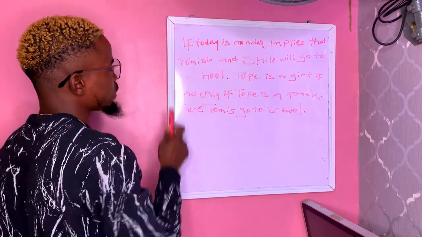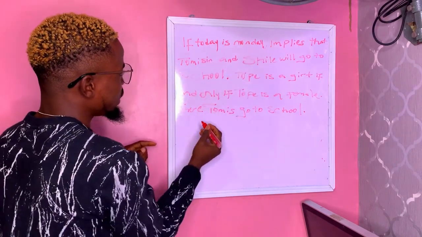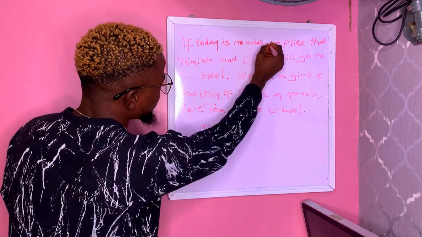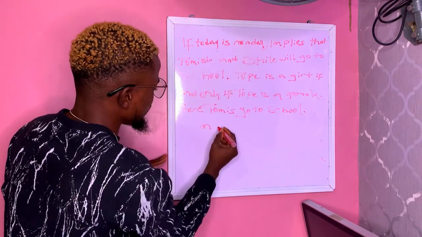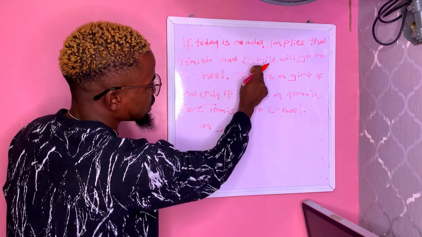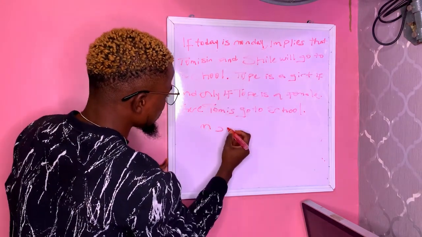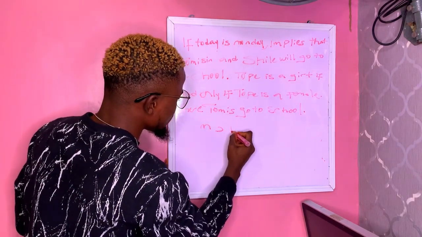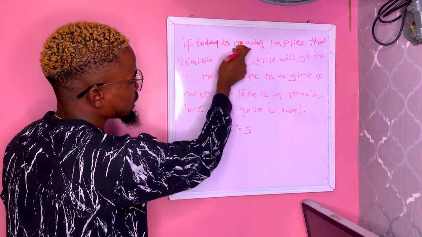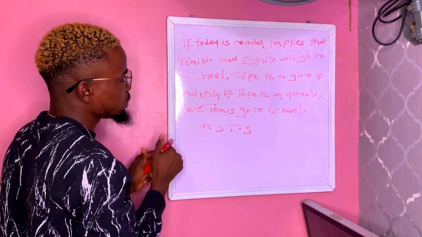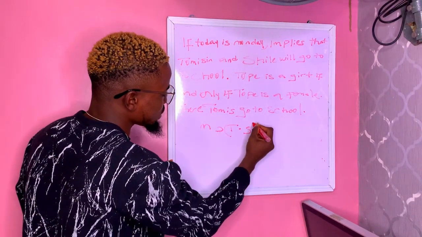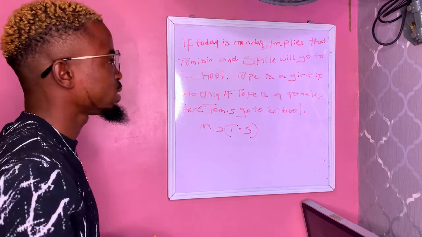So let's symbolize the first one first. If today is Monday, let's represent that with M. Implies, there's a comma here. That means this one is just 1. Implies that Tomisin and Shile will go to school. Full stop. Let's say Tomisin and Shile, that's T and S. Because there is a comma here, that shows that this one is just going to stand on its own. Then these 2 are coming after the comma. We are going to put them in parentheses. Then that's the end of that line.